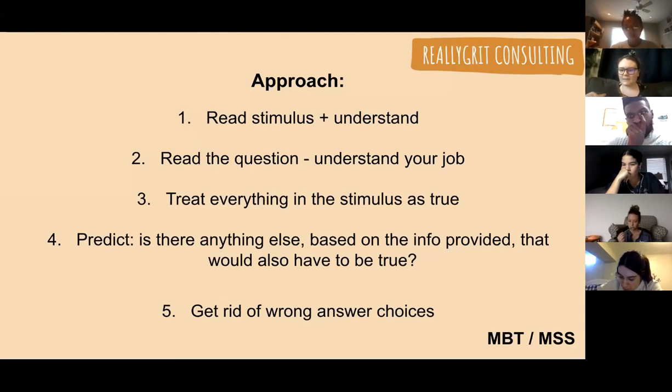We're going to read the stimulus and understand it. We're going to then read the question and understand our job. We'll see it's must be true or most strongly supported. Once that happens, we have to treat everything in the stimulus as true. Just like how premises are always true, whether or not we agree with them, we're going to treat the whole statement as if it's true. And then take a second to predict: is there anything else, based on the info provided, that would also have to be true?